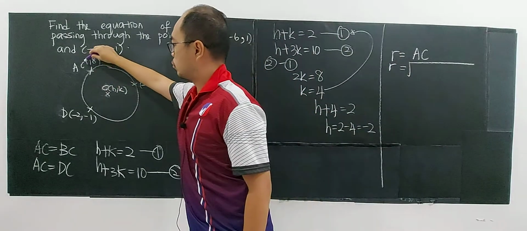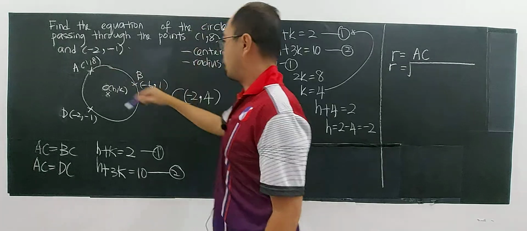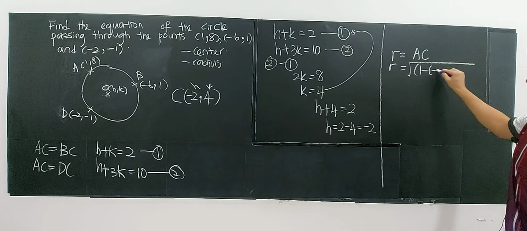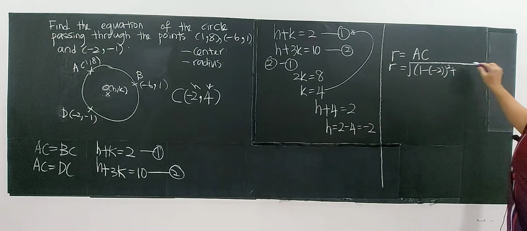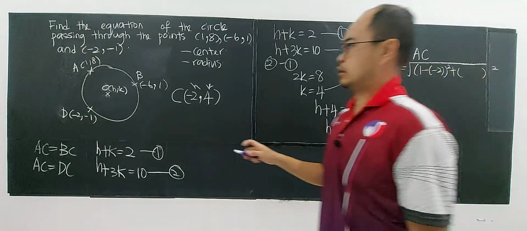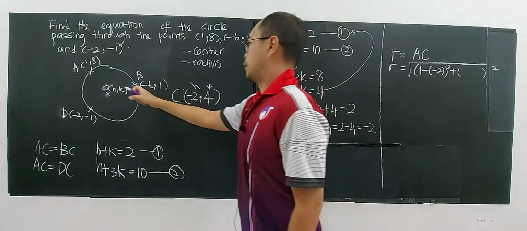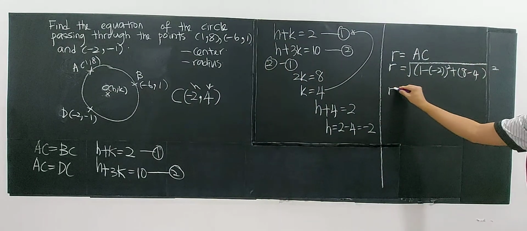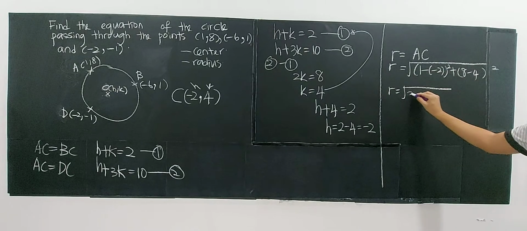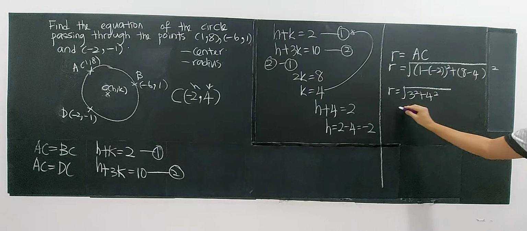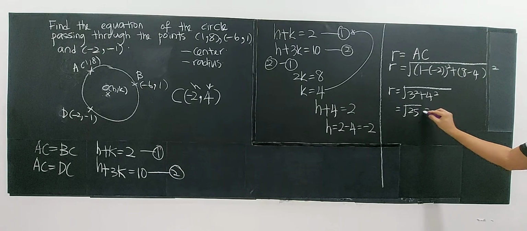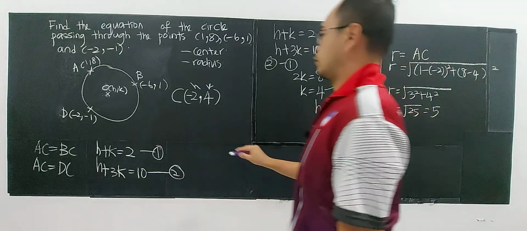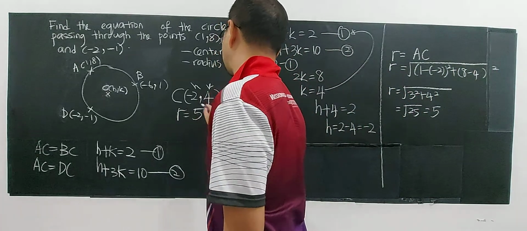Between A and C, which is 1 minus H, and your H now is negative 2, so it should be 1 minus negative 2, squared, plus 8 minus K, which means 8 minus 4, squared. So this will give you 3 squared plus 4 squared, which will be the square root of 25, 16 plus 9. So you're getting 5. So now you have the radius. You have known the radius to be 5.